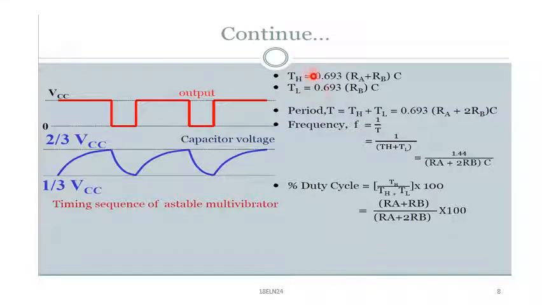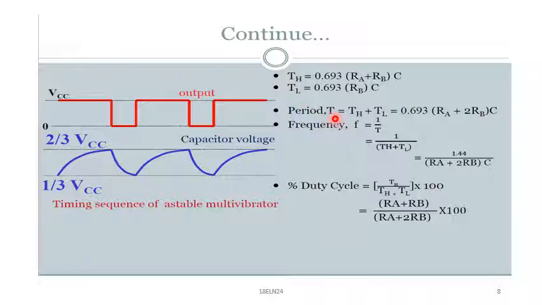Now in terms of equation, TH means high period, and I write in terms of a natural logarithm, that is ln 2, so we can write it as 0.693, and it charges through a resistance RA plus RB into C. So time constant, generally we write it as R into C. And when it is discharging, it will take a path through a resistance RB. So I'll write it as 0.69 into RB into C. So this is about the charging time and the discharging time, or high time and the low time.